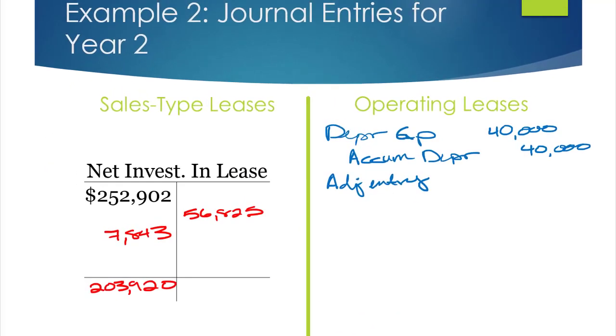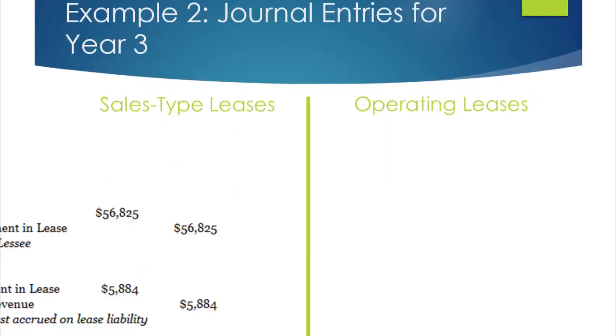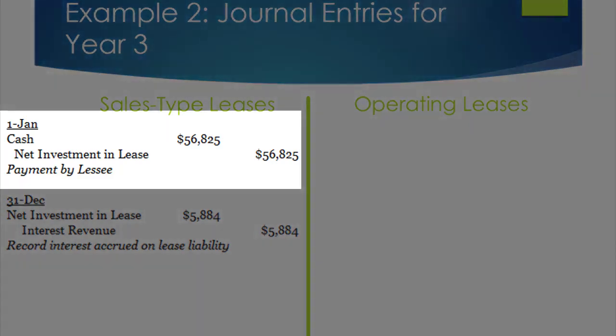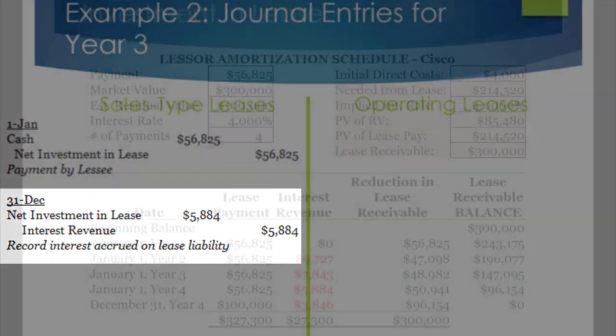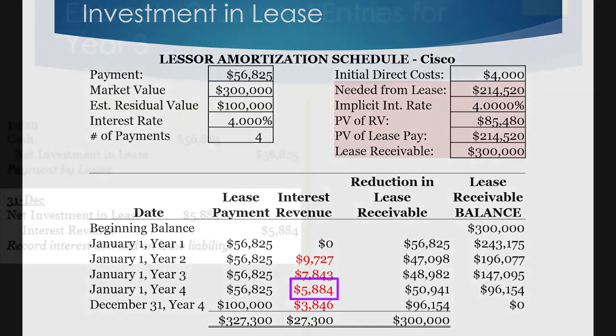So let's look at these entries, and we'll start with the sales type lease. In January, we would have recorded cash of $56,825 coming in. We would have used that to reduce our net investment in lease, since they're paying off this receivable that we have from them. And then on December 31st, we would have shown that interest revenue. And again, that number comes straight from our table, $5,884 of interest that would have accrued over the course of the year.